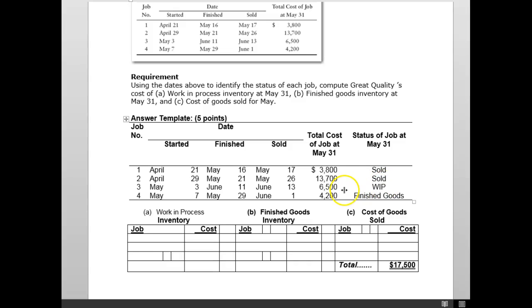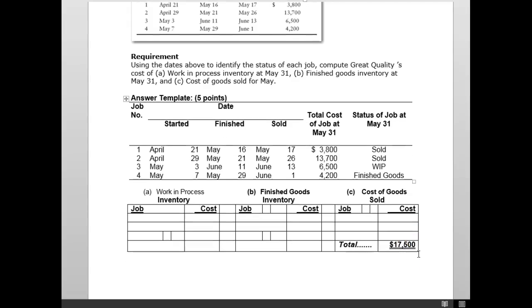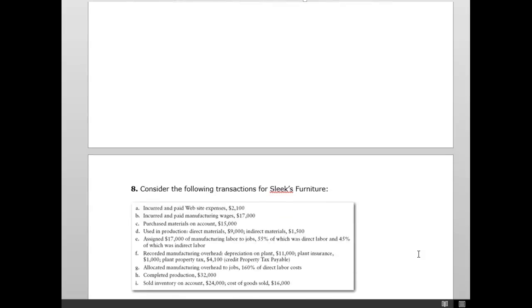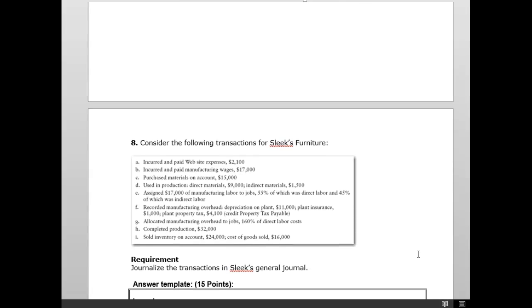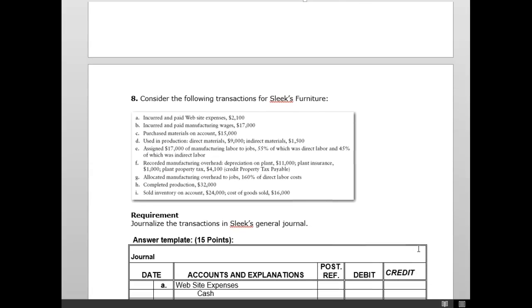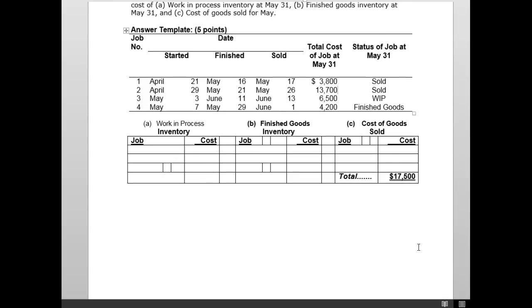This is working inventory. This is finished goods right here. You've got 65, 42, and sold. Okay, so what's your cost of goods sold? Well, this is the cost right here. So if those were sold, those two are your cost of goods sold, which will give you a total of 17,500. And the next thing they ask is, in 8, I guess it's not the next thing, it's a different one.